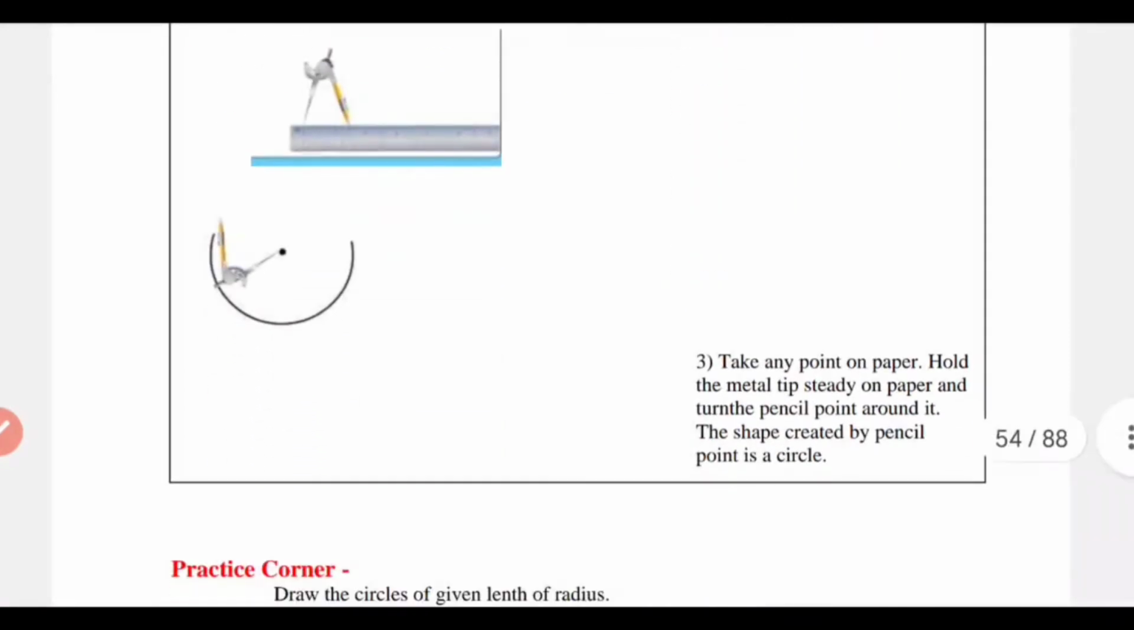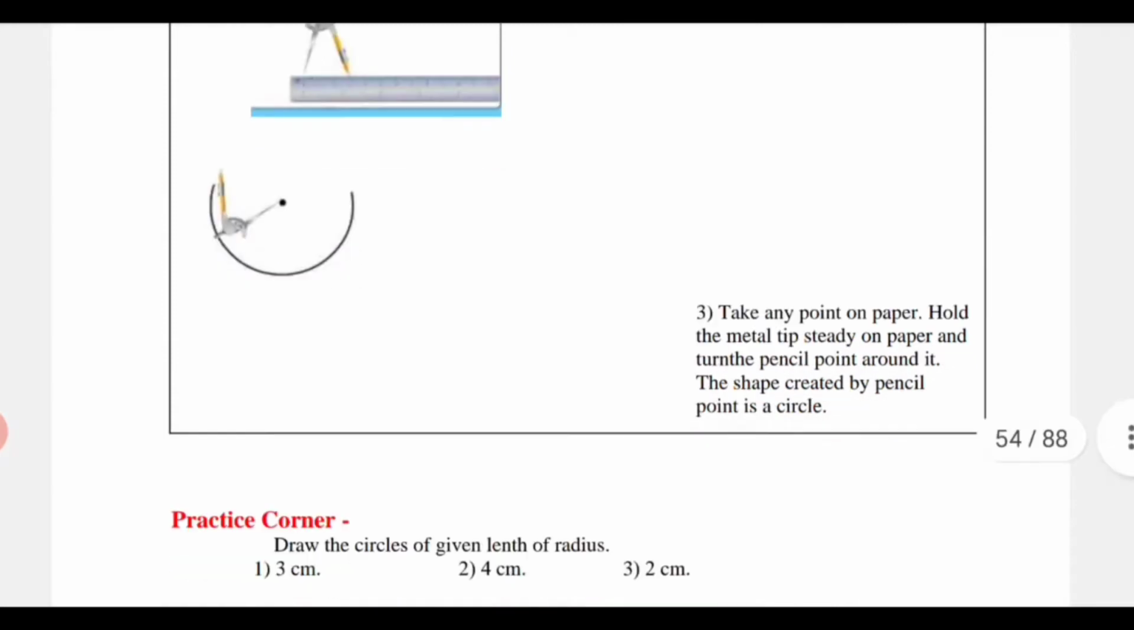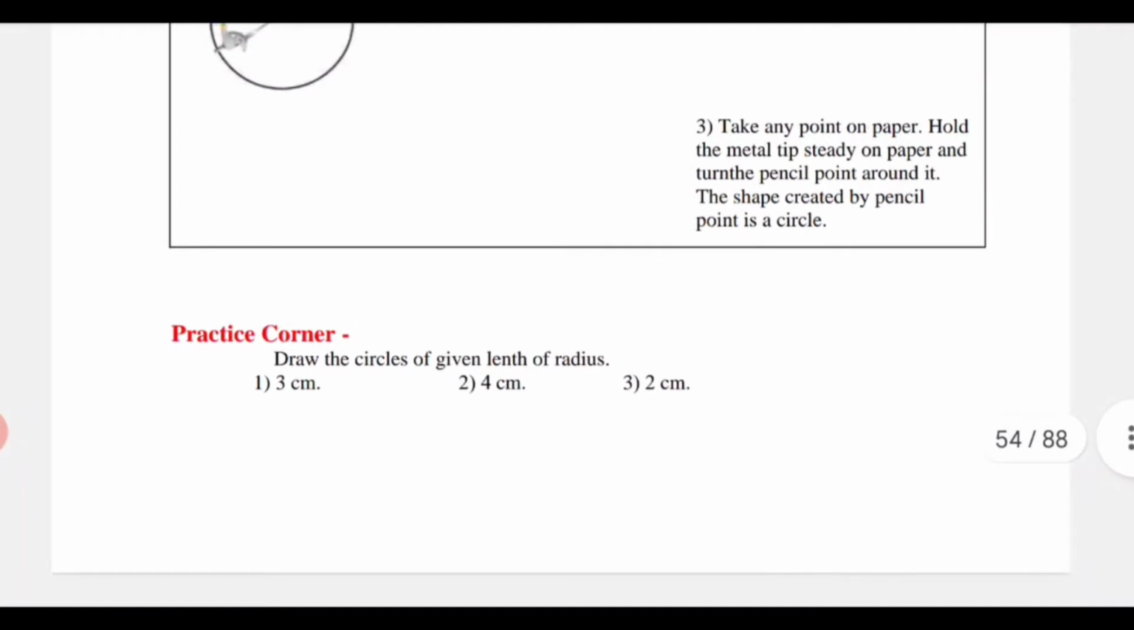Take any point on the paper, hold the metal tip steady on the paper and turn the pencil point around it, and the shape created by the pencil is the circle. In this way we have to draw the circle. You all know how to draw the circle. So let us see what is there in the practice corner. In the practice corner we have given this question, draw the circle of given length of radius. So let us draw it in our notebook.